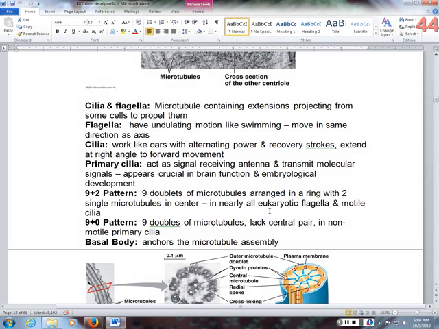Your cilia are going to work more like oars. So the cilia, they go back and forth like this. So they stick out this direction, but their movement is this direction. So the movement is going to be perpendicular to it in there.